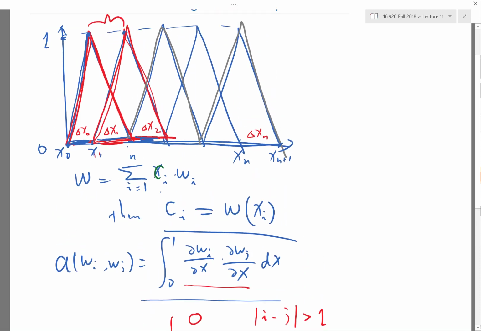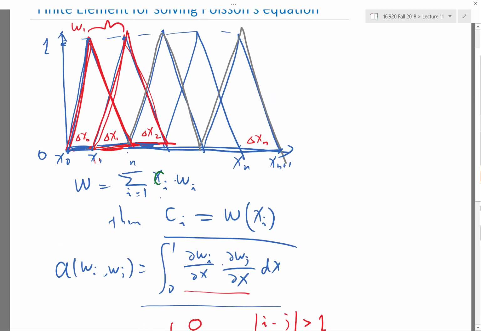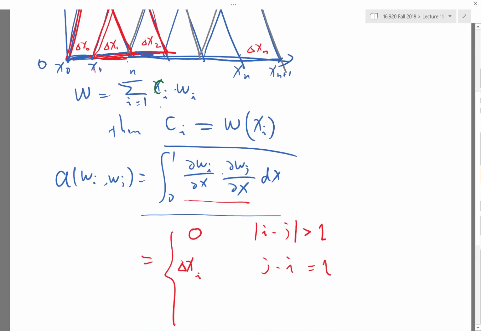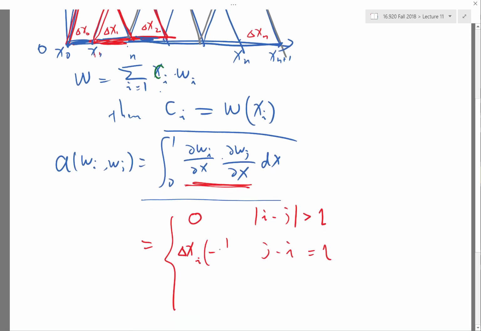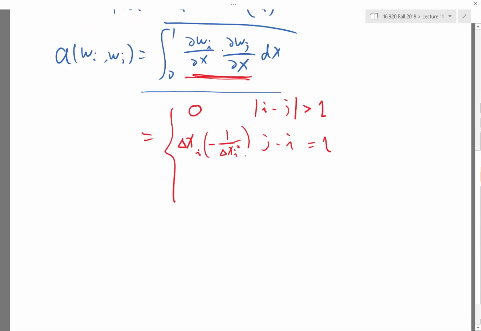If I'm looking at this function as w1, and this function would be w2, then I'm going to be looking at the overlapping region of delta x1, right? So the domain length of the integral over which it is non-zero is delta xi. And the value of the function over which it is non-zero is minus 1 over delta xi square, right? Because one of them is 1 over delta xi, the other is minus 1 over delta xi. So this is it.